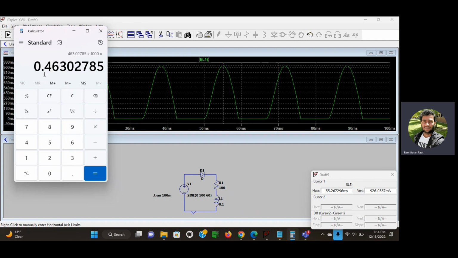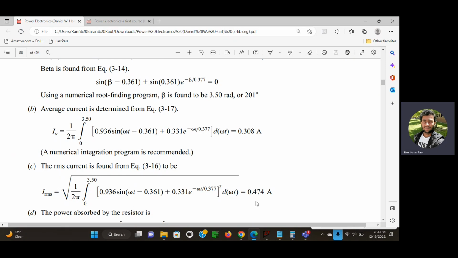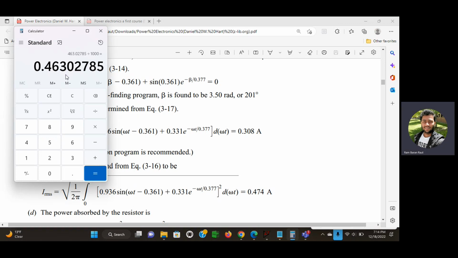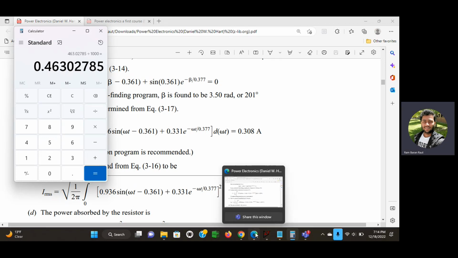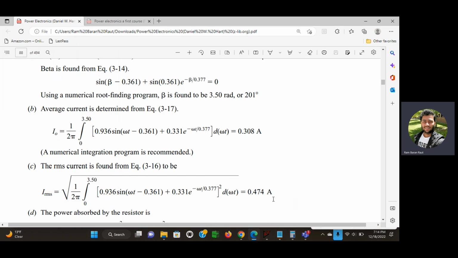So this should be almost 0.463, which is IRMS. Now we are going to compare this value to the calculator value. Here the calculator value is 0.474, which is quite close to the measured value. This measured value, 0.463, is slightly lower than the calculated value.